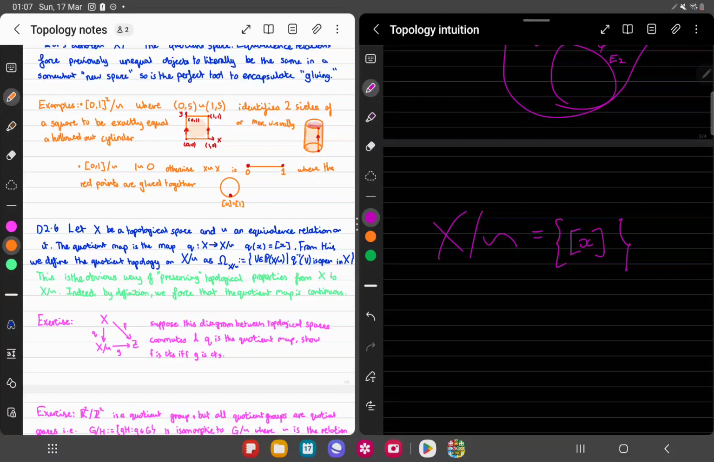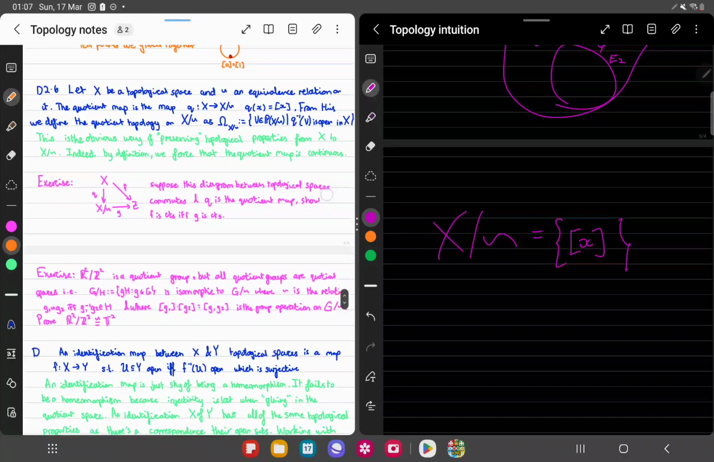Okay, so this is the obvious way of preserving topological properties from X to its quotient topology. Indeed, by definition, we can force that the quotient map is continuous. Okay, I've already said this.